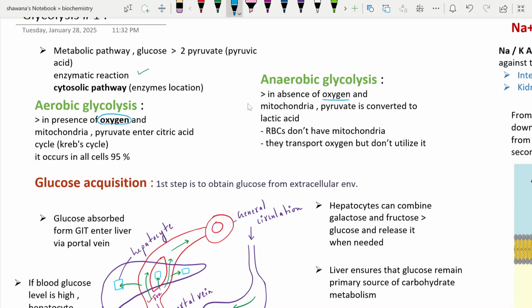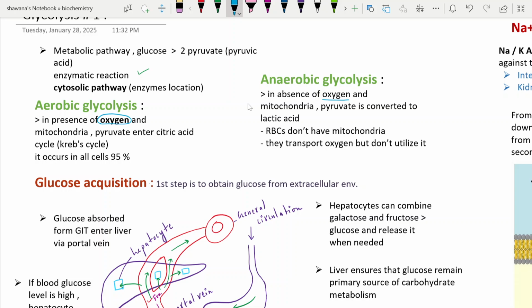In aerobic glycolysis, pyruvate is produced and it enters the citric acid cycle. We'll discuss the citric acid cycle in the upcoming videos, but for now just remember that in aerobic glycolysis, pyruvate is produced from glucose and it enters the subsequent Krebs cycle.